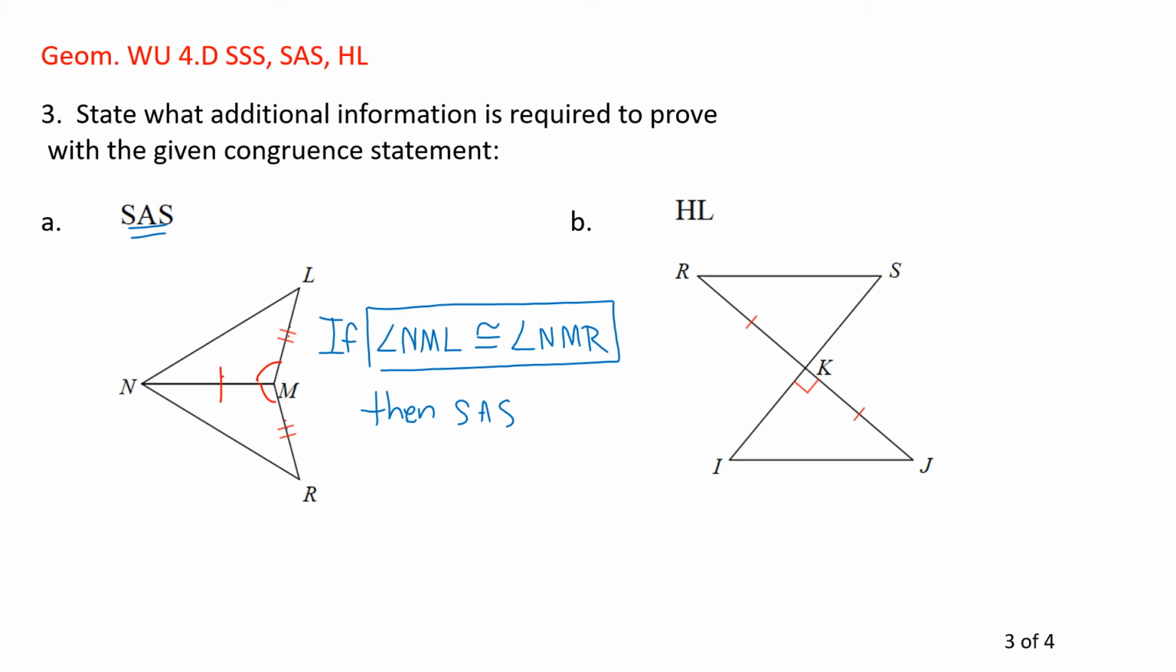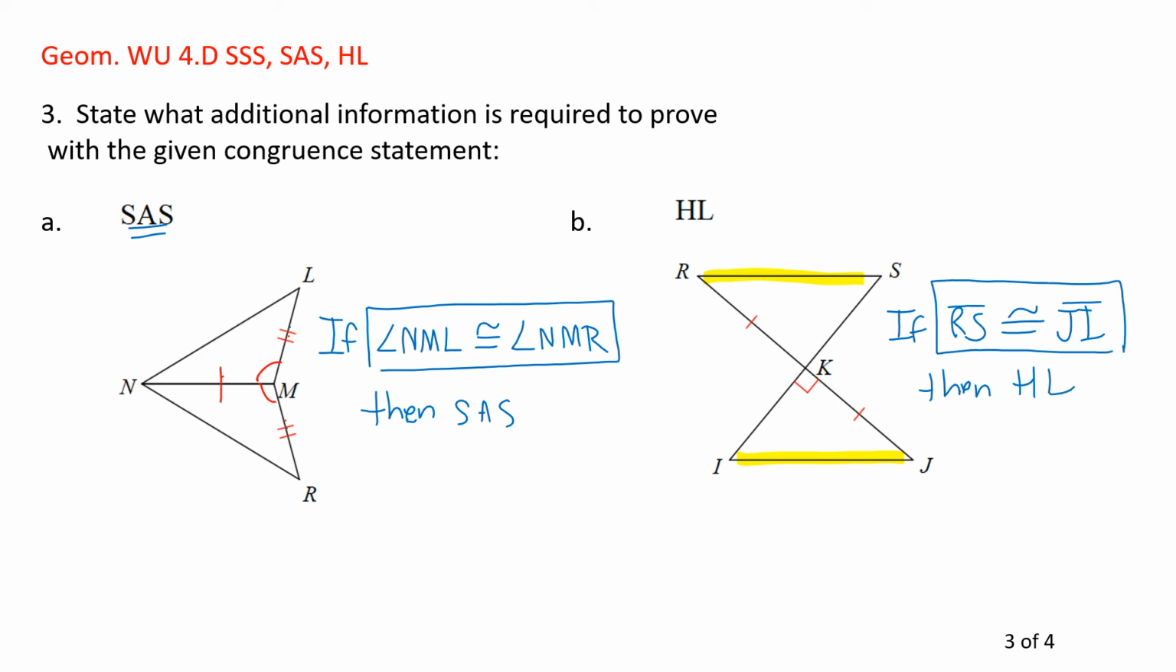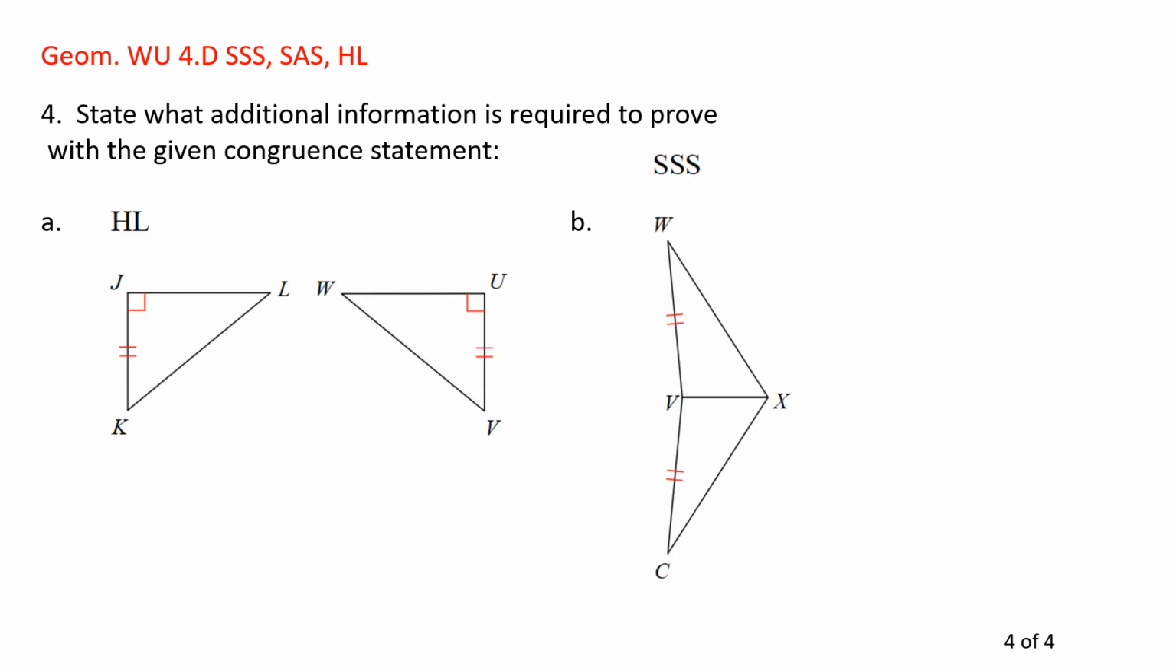hypotenuse leg on this one, I've already got the right angle. It looks like I've got a leg. What I need to prove is that this and that are hypotenuses and that they are congruent. Well, if it's true that they are congruent, then this would be true by hypotenuse leg. I don't know if they're congruent, but if it's true that they are, then hypotenuse leg. So the answer to the problem is if the yellows are congruent, then that would be a congruent triangle.